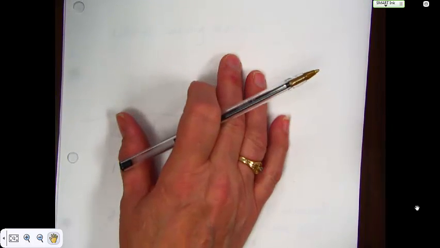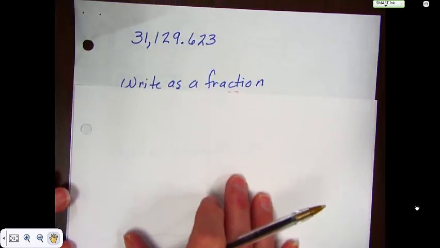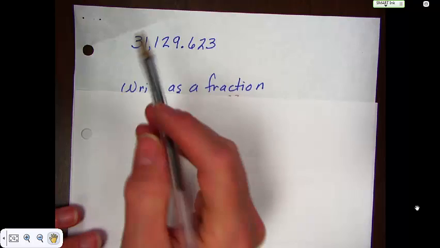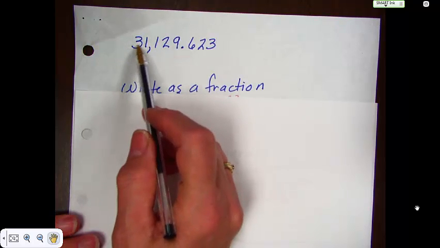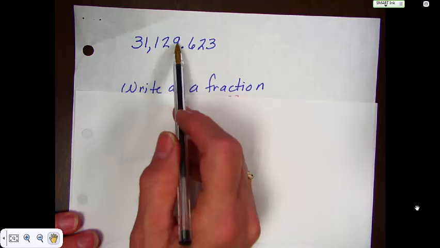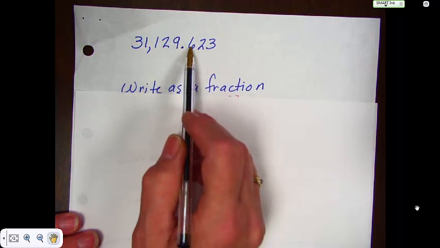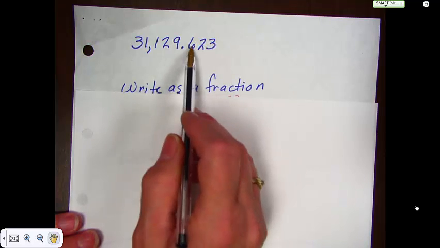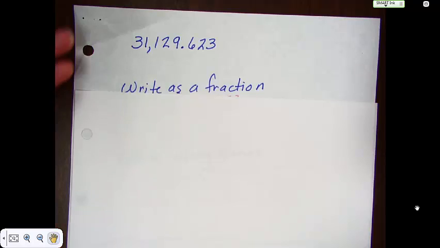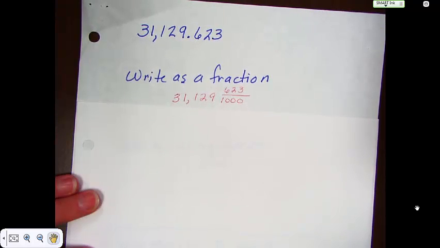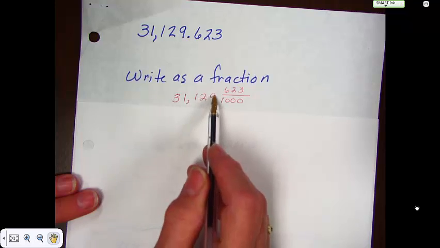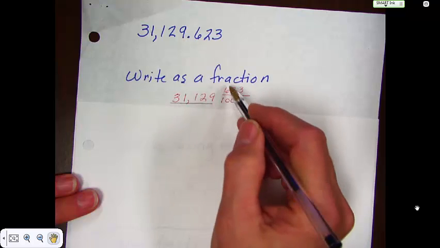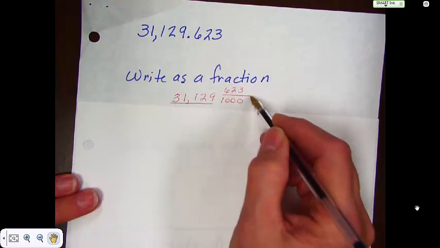Okay, lastly, I would like to see us be able to take a number that's really, really big and still be able to write it as a fraction. So when we read this number out loud, we read it out loud as 31,129 and 623 thousandths. To write it as a fraction, we would write 31,129. That's our whole number. And then our fraction of a number is 623 over 1,000.